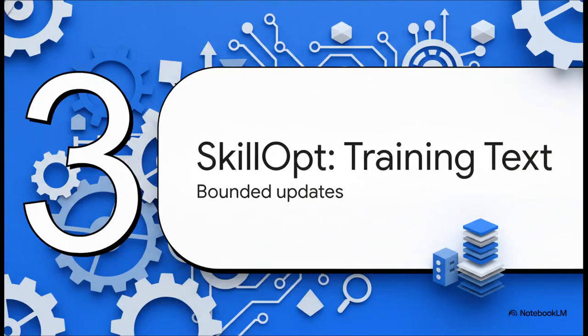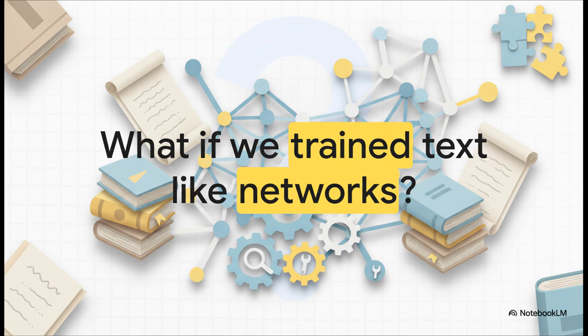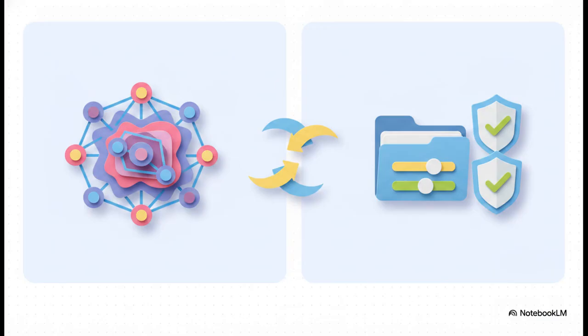Let's move on to Section 3, SkillOpt, training text through bounded updates and trajectory feedback. Okay, so if skills are the new unit of software, how do we systematically improve them without just guessing? Well, what if we train text exactly like we train neural networks? Right now, when a prompt fails, a developer usually goes in, haphazardly rewrites some lines, and just crosses their fingers that they didn't break something else. But imagine if we could map familiar deep learning concepts directly to text-based edits to optimize our procedural memory. Doing this translates a really novel concept into super familiar developer territory.